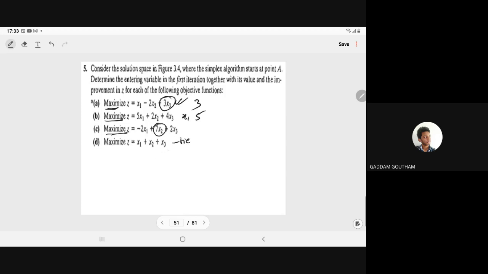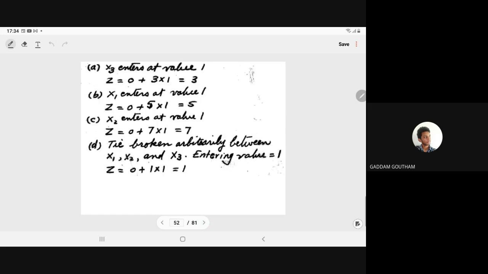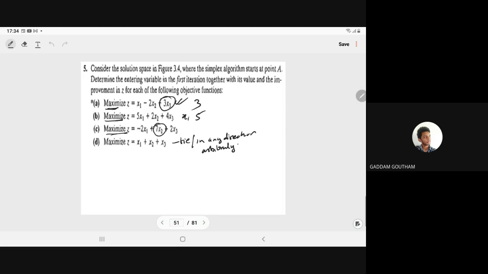When we have maximize z equals x1 plus x2 plus x3, it means we have a tie. So in any direction you can start arbitrarily. All will give the same improvement. Clear? Whenever we have a tie, we always break the tie arbitrarily. So that is an important concept.